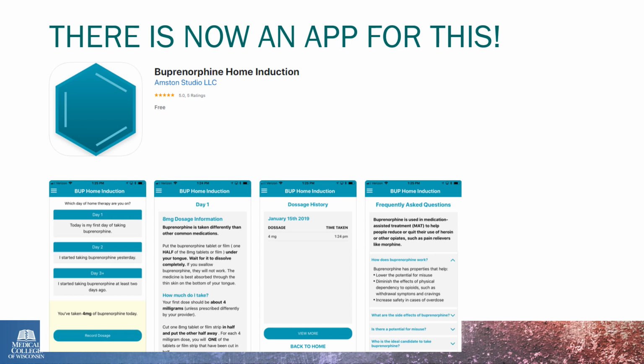This was all really complicated, so it is important to point out that there's a really good app that's available for free that can help people figure out when they can take their first dose of buprenorphine, that does the clinical opioid withdrawal scale based on their subjective findings. So this buprenorphine home induction app is on all the app stores and can be quite helpful in helping people figure out how to navigate their own home induction on their own terms.